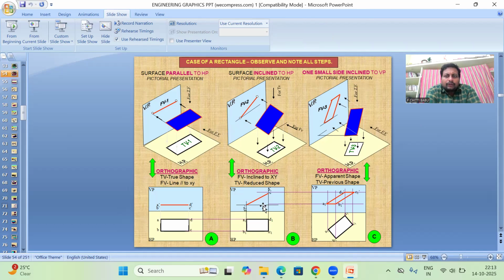The angle will be given in this particular problem, for example the surface inclined to HP at 45 degrees. You may observe here that the inclination appears in the vertical plane. In the third stage, one small side is inclined to VP. Here, inclination to HP is given and inclination to VP is also given. If the inclination to the vertical plane is given, the solution will be like this.